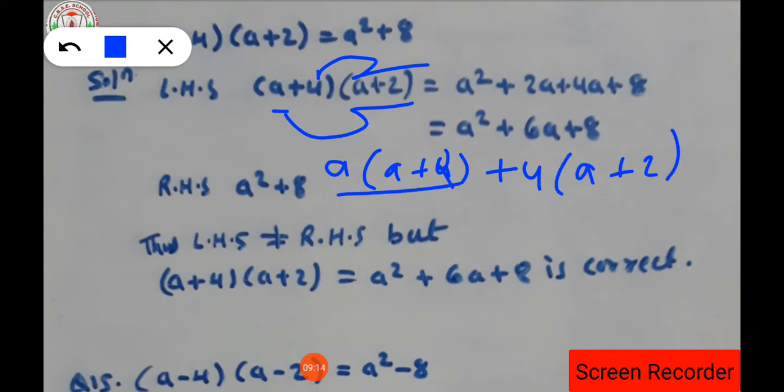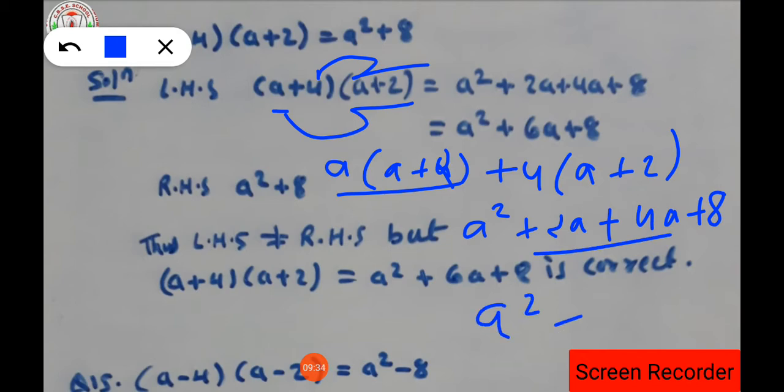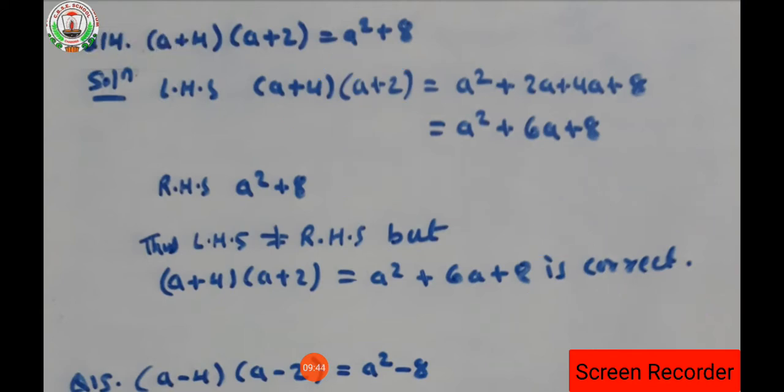So when it is multiplied, a into a will be a², a into 2 will be 2a. In the same way 4 will be multiplied with a, it will be 4a, plus 4 into 2 is 8, isn't it? Now 2a and 4a will be added. How much will it be? It will be 6a + 8. So while solving the LHS part, we get the required answer as a² + 6a + 8, isn't it? Now we are going to solve the RHS part.